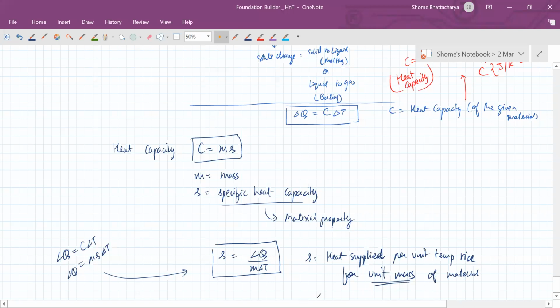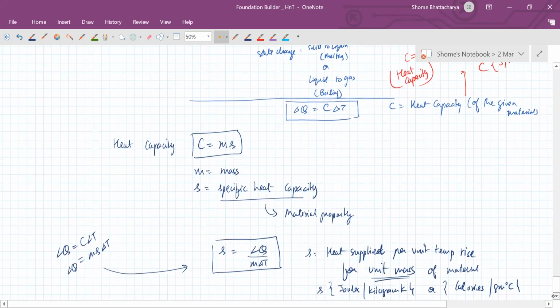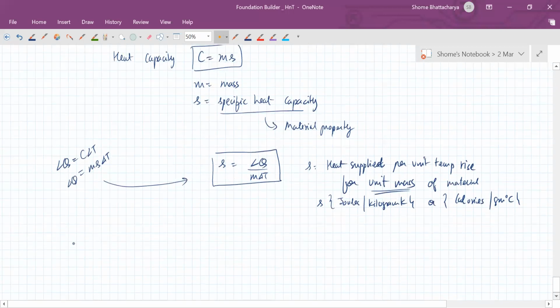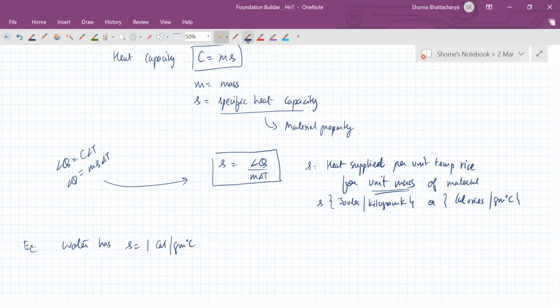So it is measured in joules per kilogram Kelvin or calories per gram degree C. Okay. So for example, water has a specific heat capacity of 1 calorie per gram degree C.